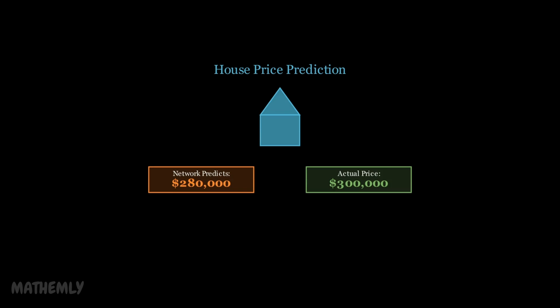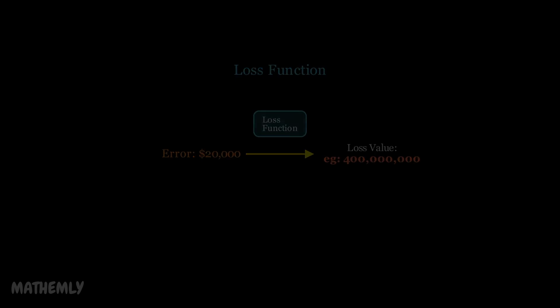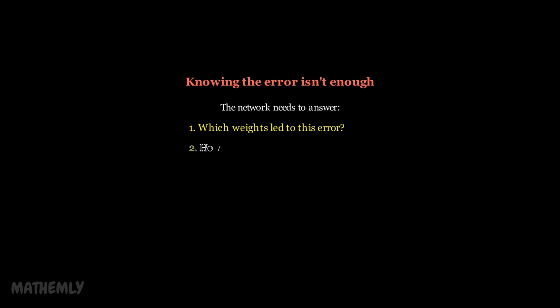In the previous video, our network made a prediction for a house price and then used a loss function to calculate a loss value, a single number that told us how far that prediction was from the real price. But knowing how wrong the prediction was isn't enough. The network now needs to answer two important questions. 1. Which weights inside the network led to this error? 2. And how should they change to reduce the error next time?